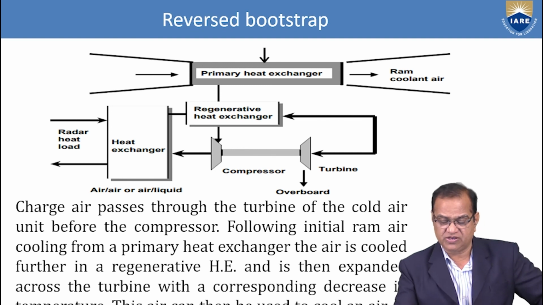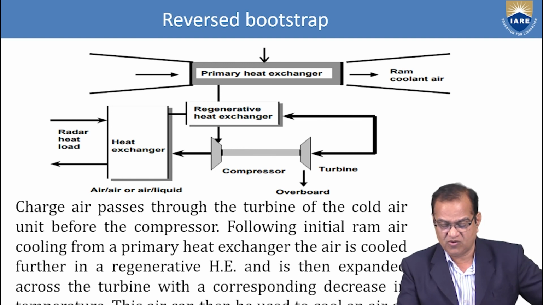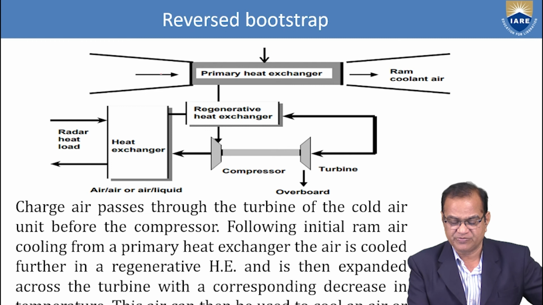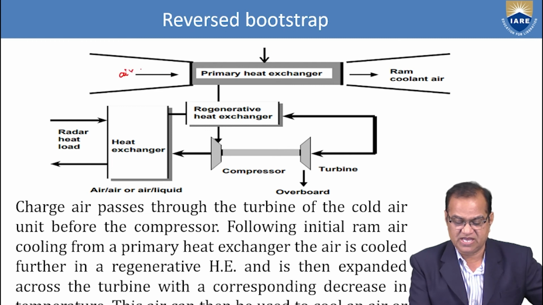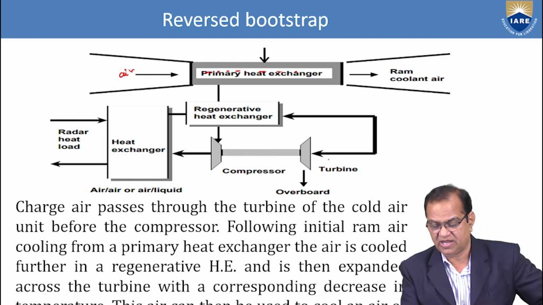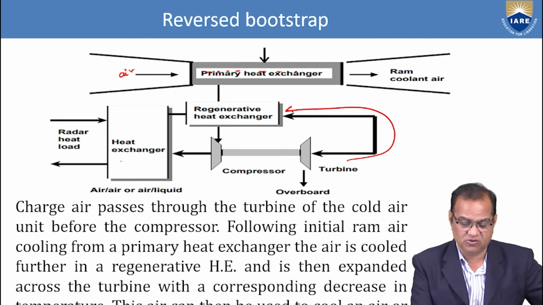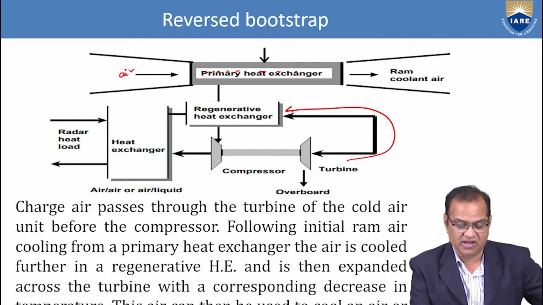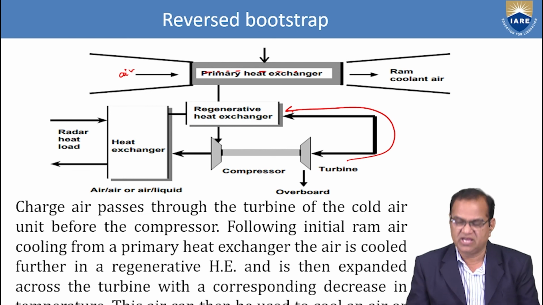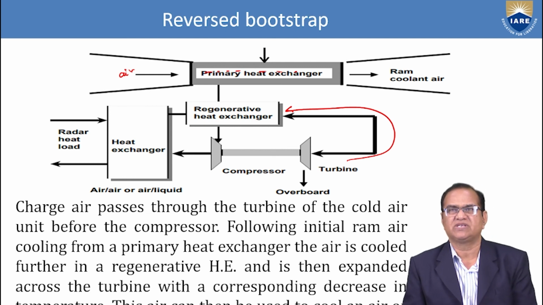Okay, so just you can see here how these things are working. So here just you see flow is coming from here. It is a primary heat exchanger. This air is used to cool this air, and then it will enter the regenerative heat exchanger. This will go to the compressor and the turbine. Again this cooled air will enter here, and this will go to the heat exchanger. Here the radar, heat load and other things will be removed. So it is called the reverse bootstrap. So in this, the efficiency of the system can be further increased.